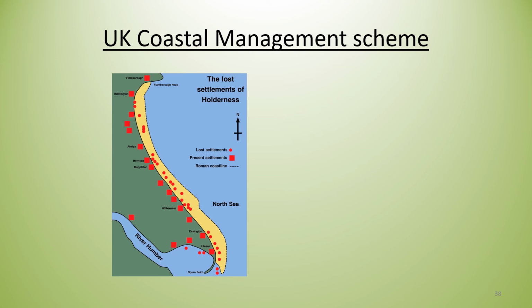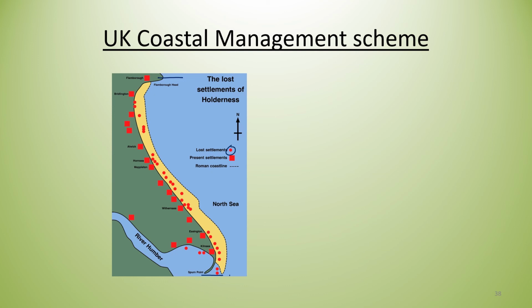Similar to Boscastle, which was your river that flooded, a village where a river flooded, you also need to know an instance which is being managed by a Coastal Management Scheme. And our coast is the Holderness Coast, which extends from Flamborough Head down to Spurn Head. And on this map, you can actually see villages that used to exist, those lost settlements, those red dots.